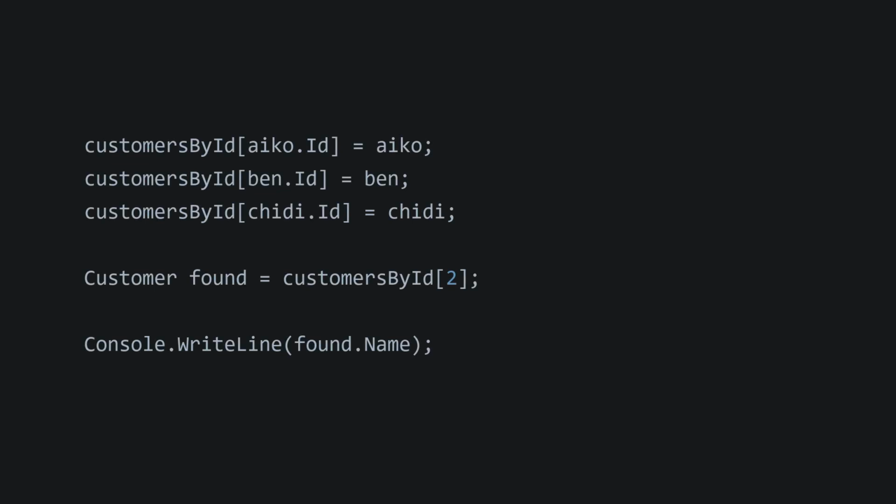Reading is the mirror image. Square brackets with a key on the right of the equal sign hand you back whatever is in that slot. No loop, no condition, no walking. If the key is not there, this line throws a key not found exception, which is a real risk, and it is the reason for the next line.